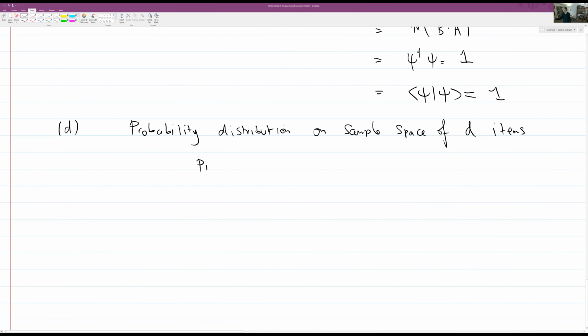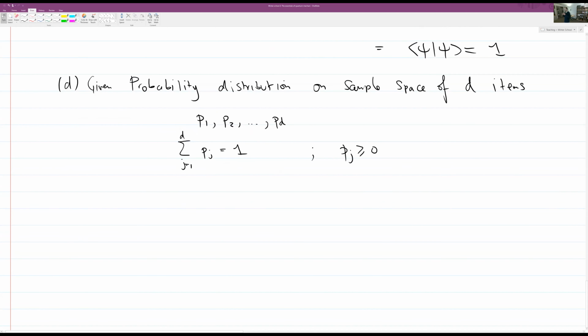Well, it's a list of numbers, right? It's P1, the probability that I get item 1, probability 2, and so on, all the way up to probability D. And these probabilities, in order to be a probability distribution, you should be able to sum them up and get 1, otherwise it's not a probability distribution. And furthermore, the other defining feature of a probability distribution is that these numbers are all greater than or equal to 0. Now, given a probability distribution, that actually automatically gives you a density matrix or state.